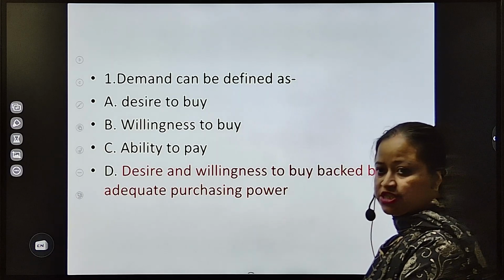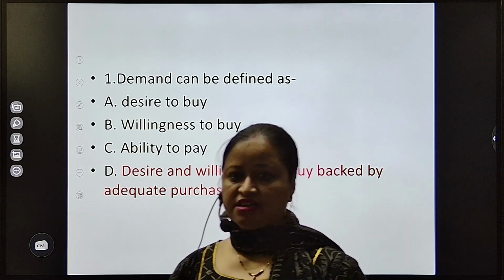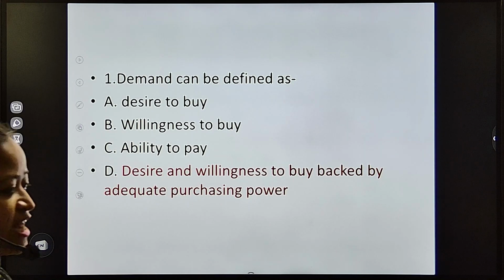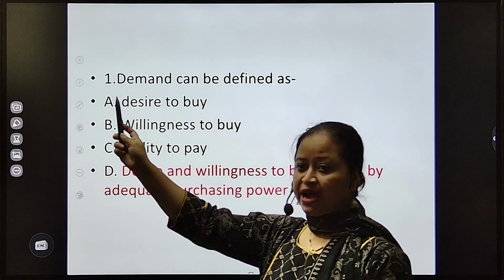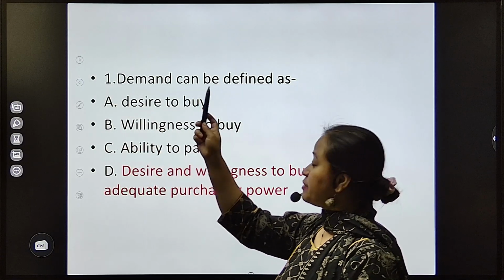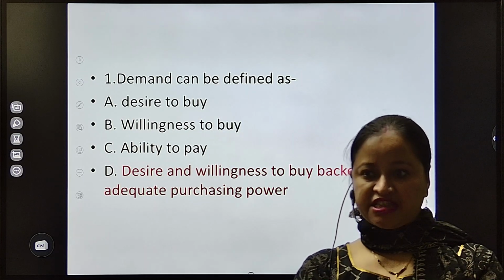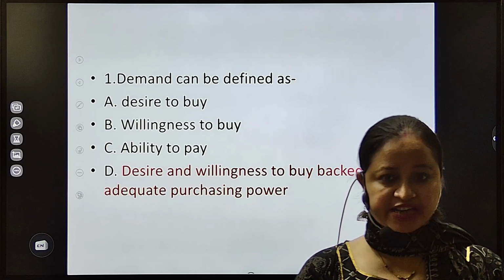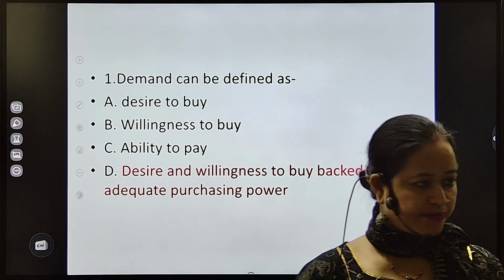Okay, so this is also another question. Demand can be defined as... So as we are talking about what is demand. Demand of a particular product is desire to buy, right? If you have the desire to buy, that means you want to buy that product. That is also demand. Fine?